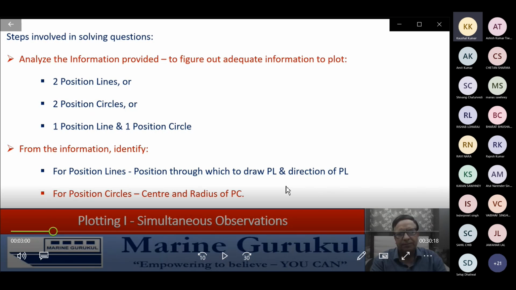If 2 PLs are given, then wherever those 2 PLs intersect will be the fix of the ship. If 1 PL and 1 position circle is given, then wherever these 2 intersect will be the fix of the ship. So we will see once we understand the concept going into the questions how this information is provided and how this is plotted on the graph or answer sheet.